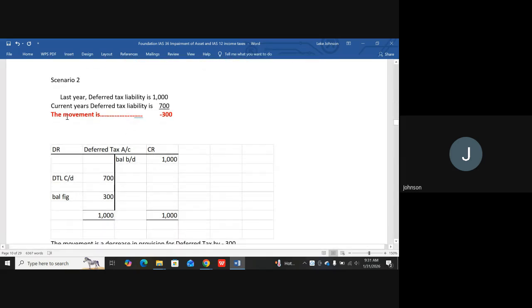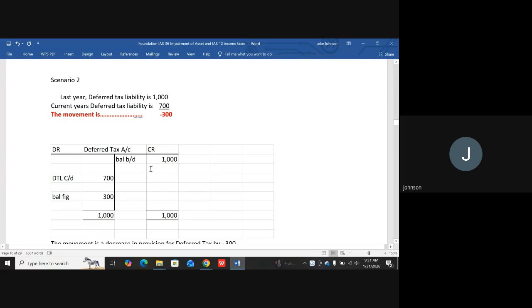So let's assume for last year we have a deferred tax liability of 1,000, right? If it's for last year, post it exactly the way it should be. However, this year we also have a deferred tax liability of 700, but because it is for this year, and a liability is supposed to be on the credit side, we carry it over to the opposite side first.